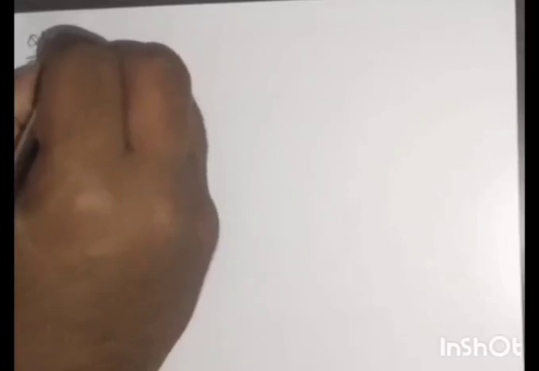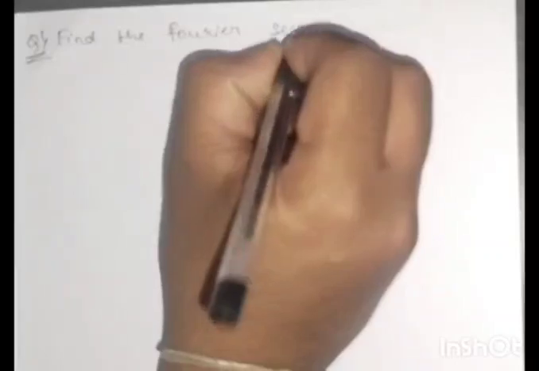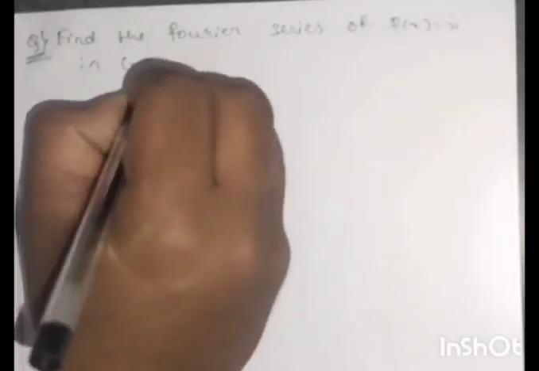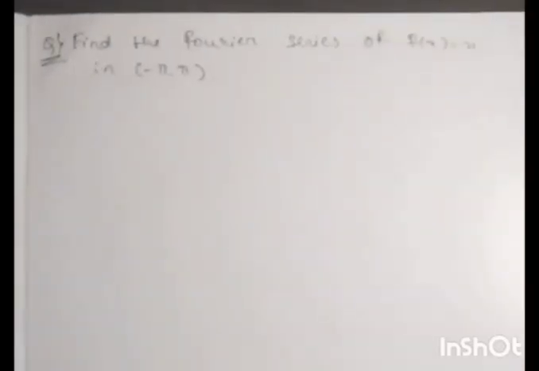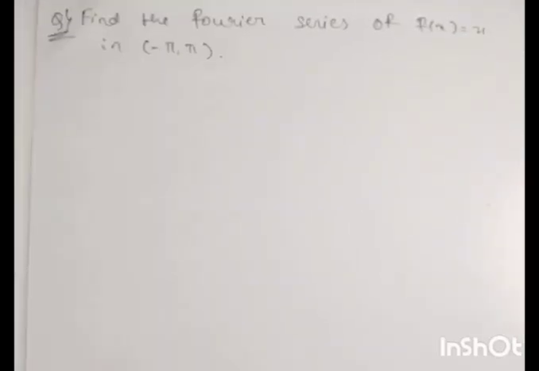Now let us see some of the problems on Fourier series. The problem statement is as follows. Find the Fourier series of the function f of x equal to x in minus pi to pi. Previously there was a disturbance, so now we will see the problem again. Find the Fourier series of a function f of x equal to x in minus pi to pi.